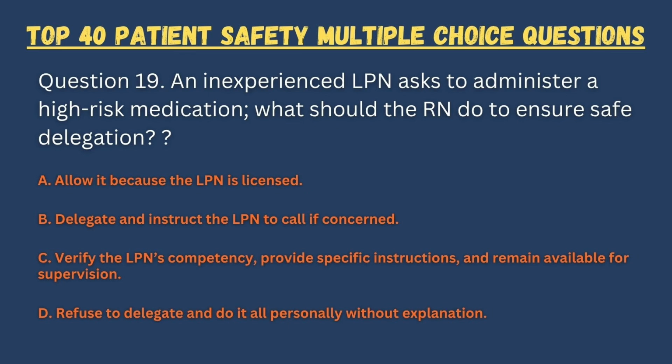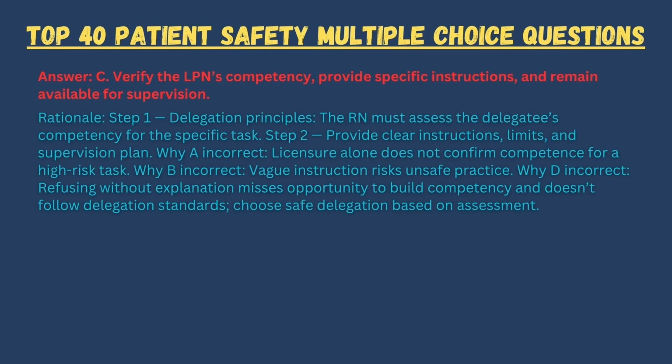Question 19. An inexperienced LPN asks to administer a high-risk medication. What should the RN do to ensure safe delegation? A. Allow it because the LPN is licensed. B. Delegate and instruct the LPN to call if concerned. C. Verify the LPN's competency, provide specific instructions, and remain available for supervision. D. Refuse to delegate and do it all personally without explanation. Answer. C. Verify the LPN's competency, provide specific instructions, and remain available for supervision.